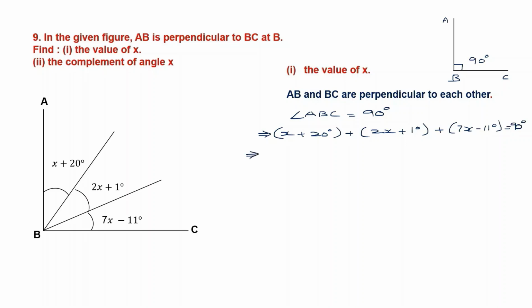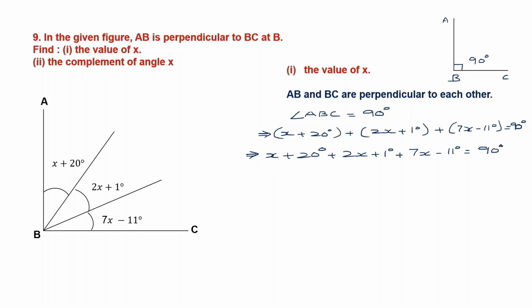Now let's remove the brackets. So when we remove the brackets, let's see what sign is before the bracket. If it is a plus sign, no change in all the things that are inside, you write it as it is. So x plus 20, then the next one you have a plus sign before the bracket, so all the terms inside will remain the same. So that is 2x plus 1 degree. Similarly, the next one, we're going to remove the brackets. The sign before is plus. So all these terms will remain the same. So that will be plus 7x minus 11 degrees. All this will add up to 90 degrees.